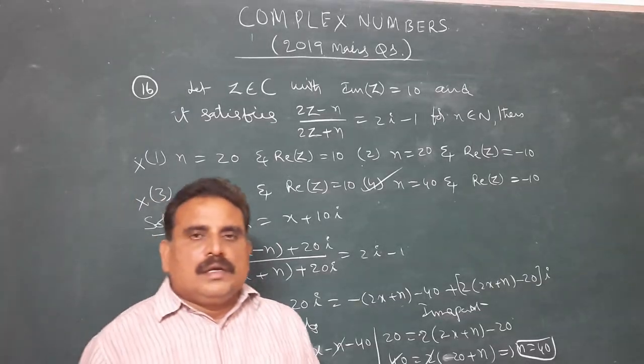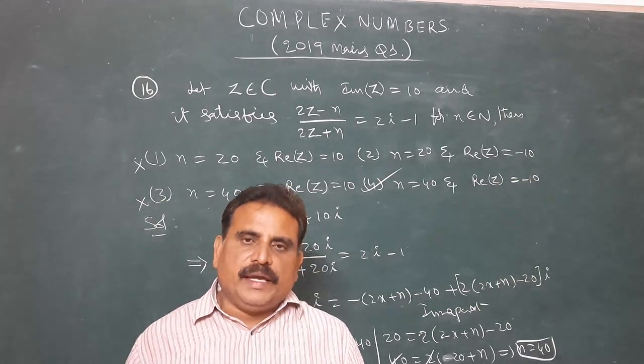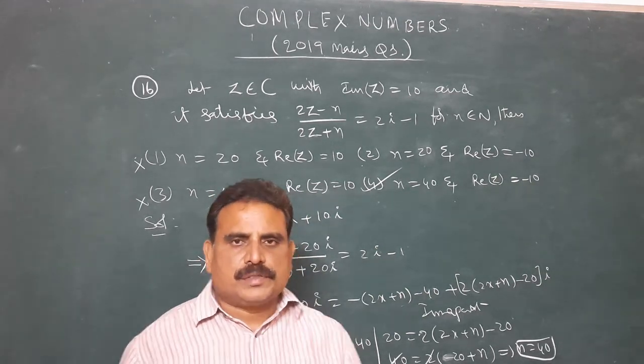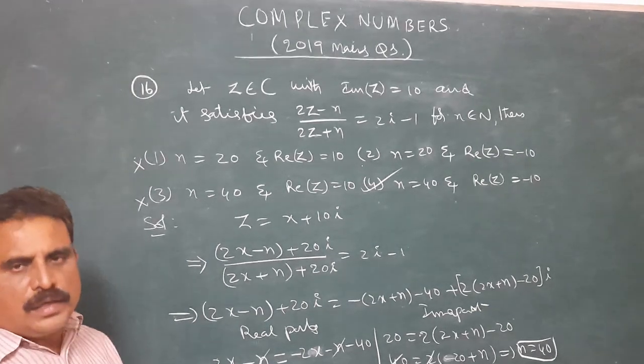Now, in complex numbers, 16 questions are given from the 2019 mains paper. Totally 16 questions. These 16 question solutions are given in part 1 and part 2.